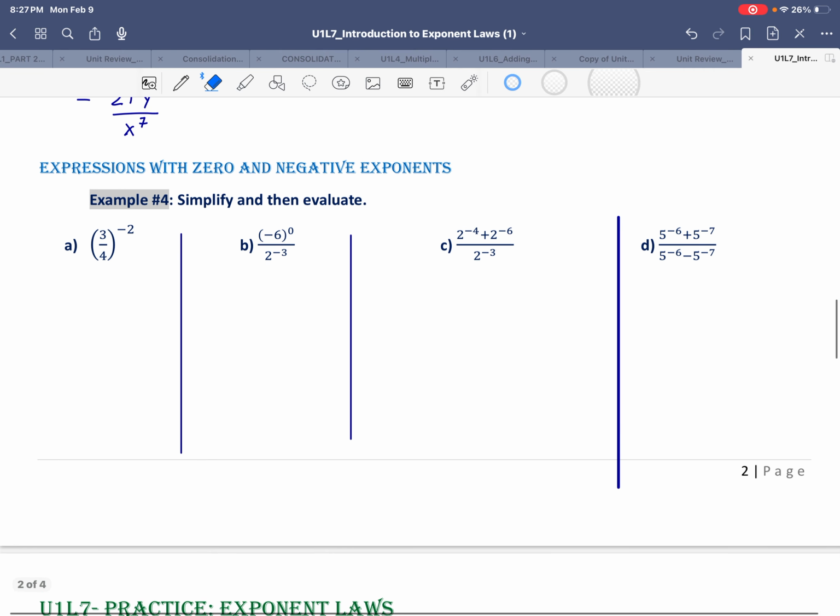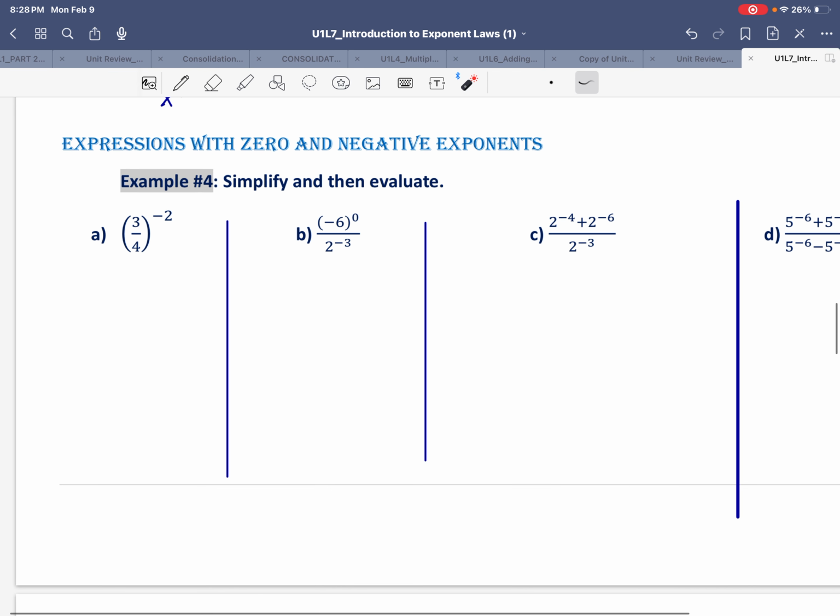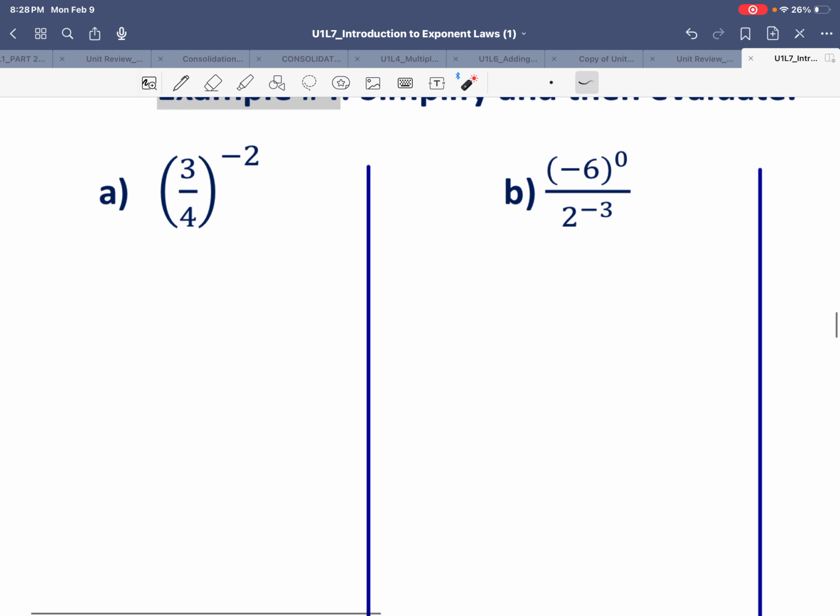Welcome back, and let's take a look at the second part of lesson U1L7. We're working on Introduction to Exponent Laws. This time we have some numerical expressions in exponential form, and we are working on simplifying them. We're going to start with the first example, 3 over 4 to the power of negative 2.